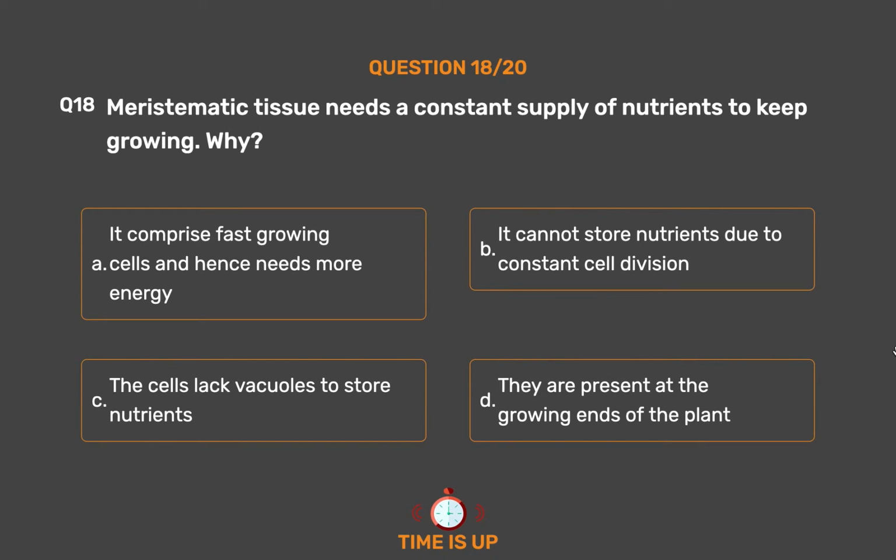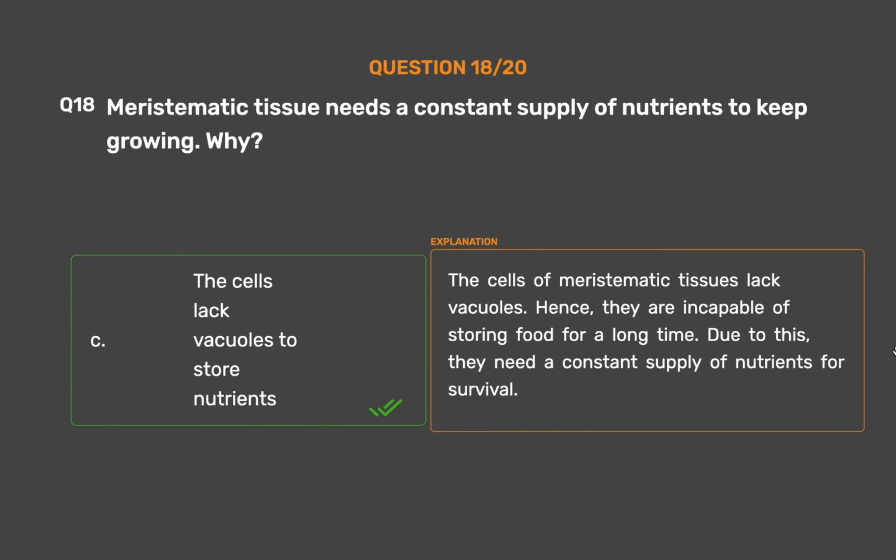The correct answer is option C. The cells lack vacuoles to store nutrients. The cells of meristematic tissues lack vacuoles. Hence, they are incapable of storing food for a long time. Due to this, they need a constant supply of nutrients for survival.